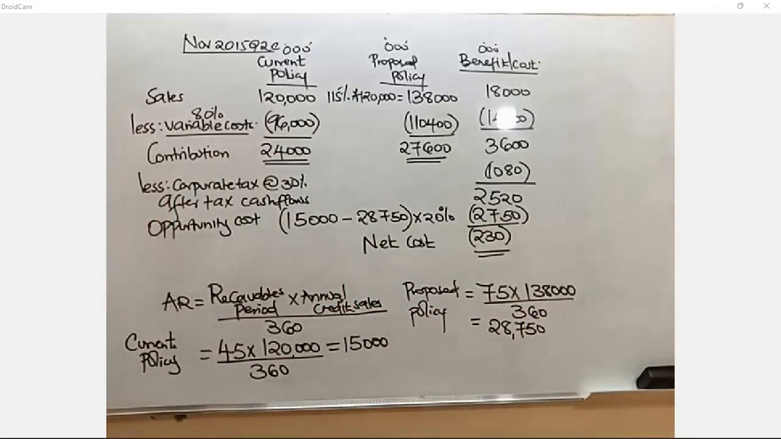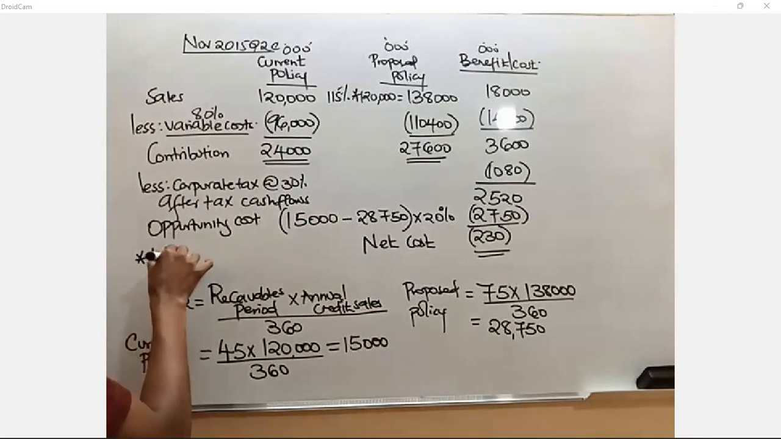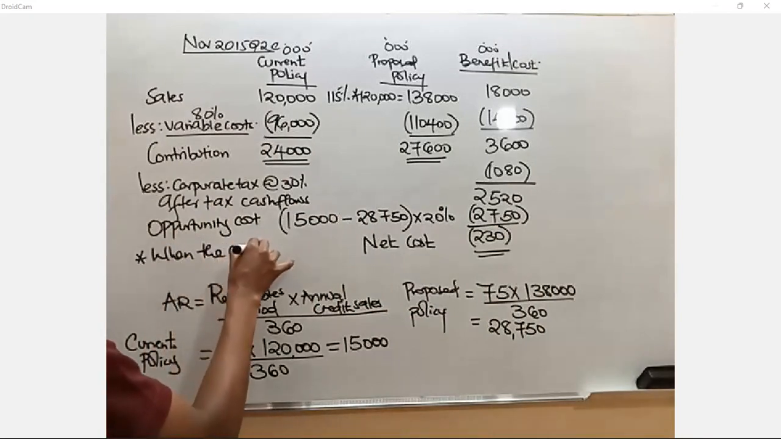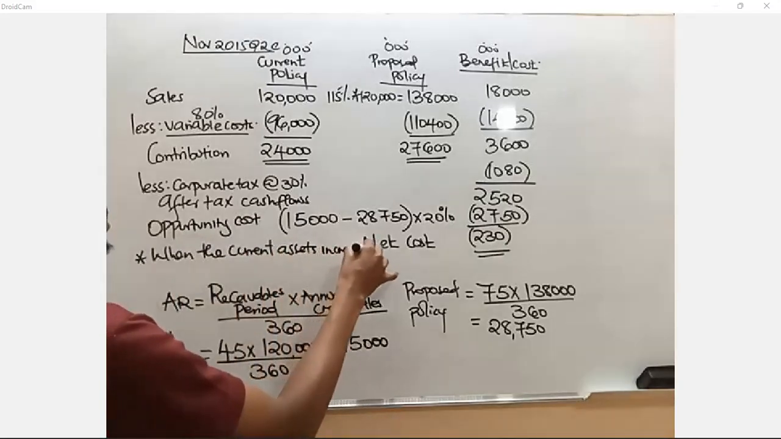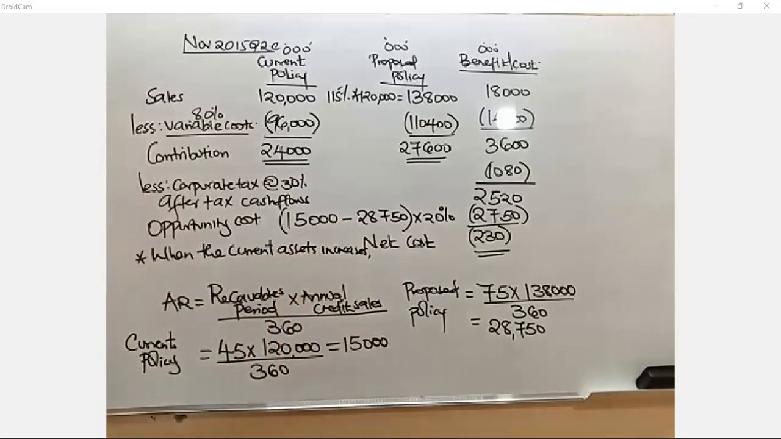So when the examiner is asking you to advise, you are advising the management of Cindy Limited on whether to relax. And you can say, when the current assets increase, right? So that you can understand, let me just put it here. When the current assets increase, right? When they increase, opportunity cost increases.